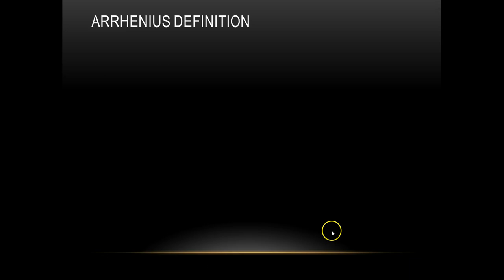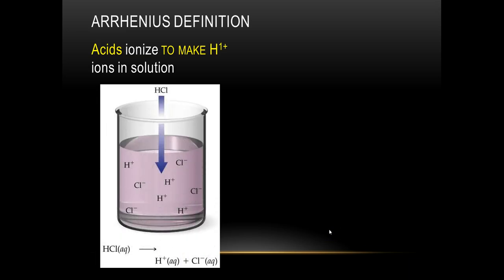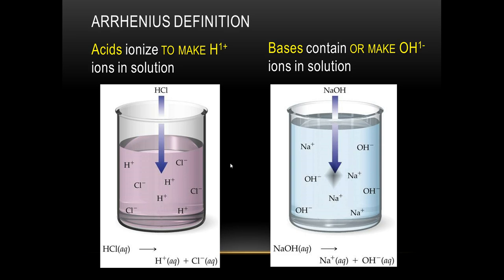Arrhenius definition. This is your classic one that you are used to thinking about. Acids make H+. So here we have our hydrochloric acid making H+ and Cl-. So you're looking, it has to be in solution. Water has to be present. Very limiting, very specific. You have to be making H+'s in a solution of water. And for bases, they contain or make hydroxide in a water solution.